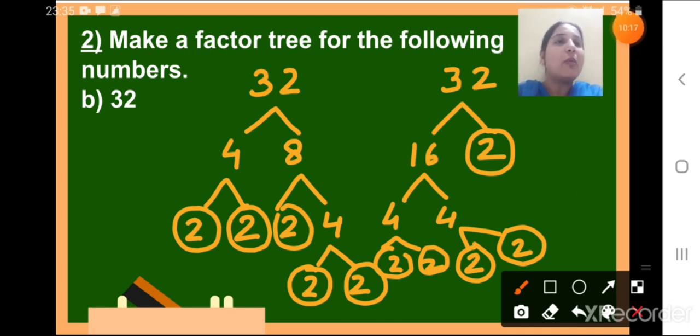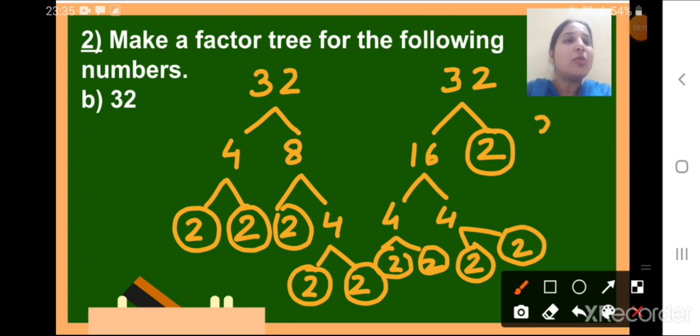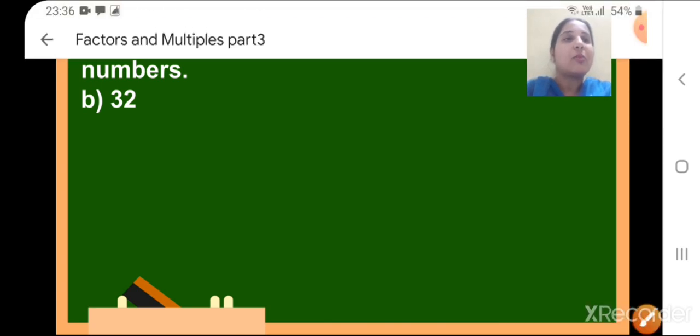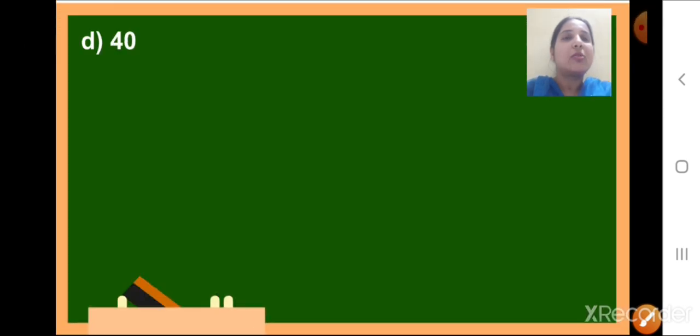Okay, so how will we write 32 as the product of its prime factors? How many times is 2 multiplied? You can see 1, 2, 3, 4, 5. So in that way we will write 2 multiplied by 2 multiplied by 2 multiplied by 2 multiplied by 2. Okay children? Now let's move to the next question.